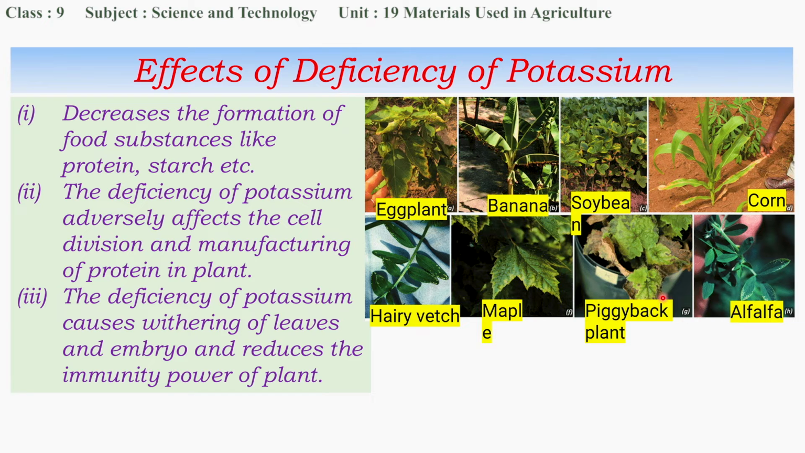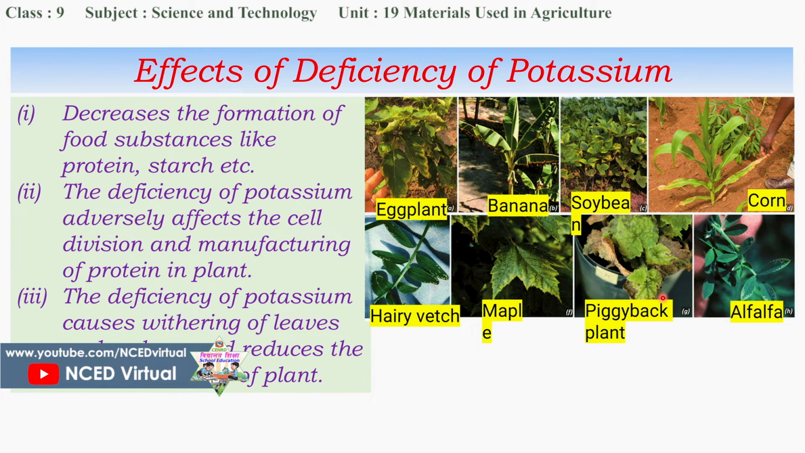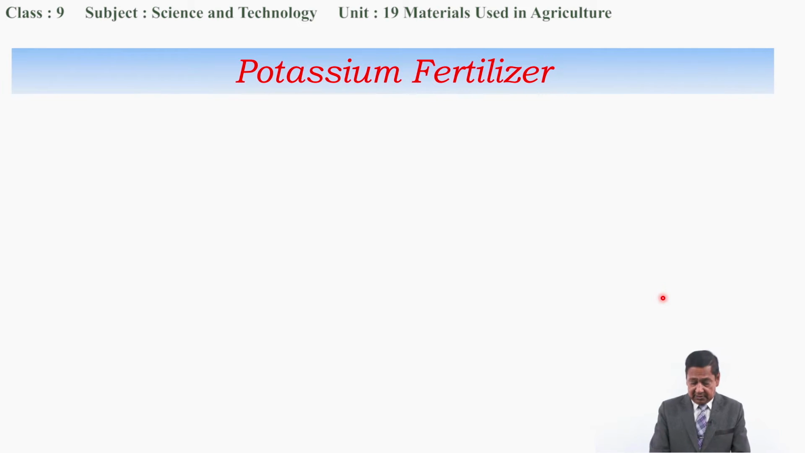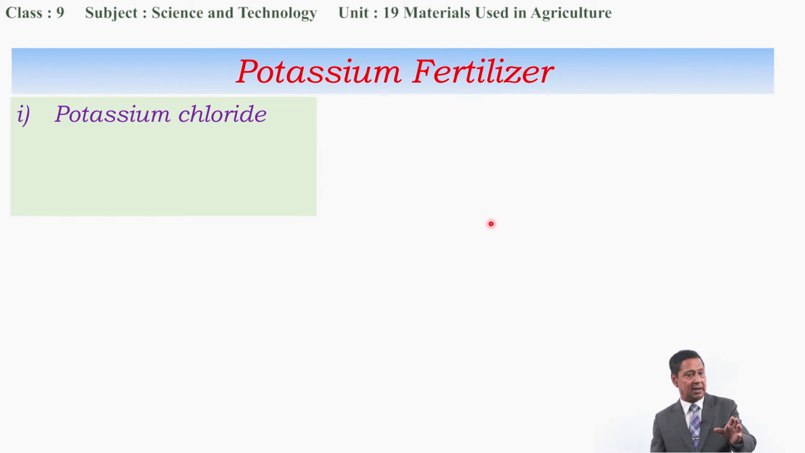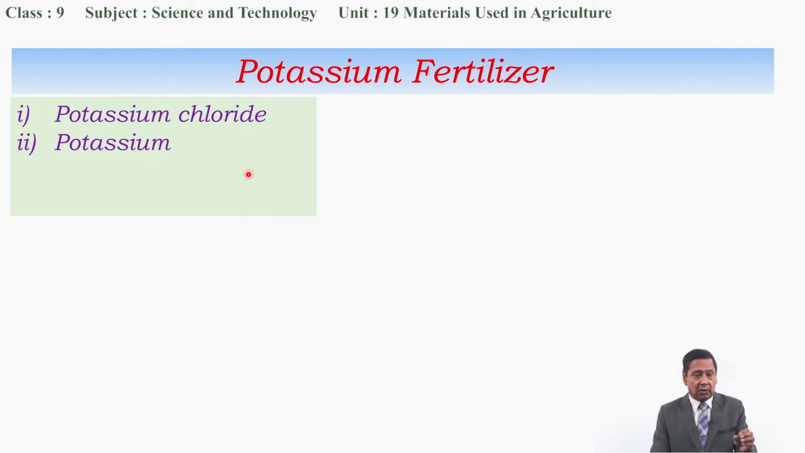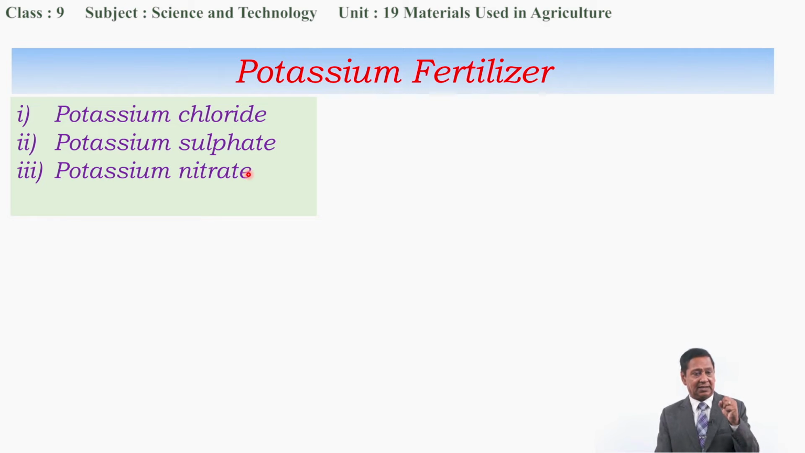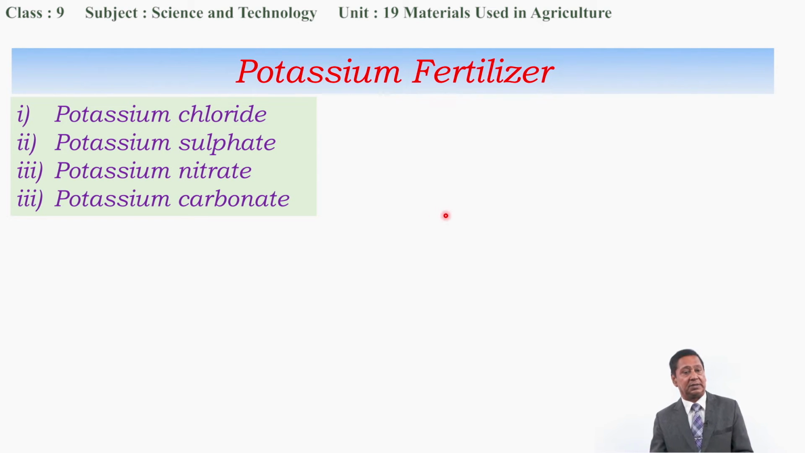Now, how to supply potassium to these plants? The major method is what? Chemical fertilizer, and they are called potassium fertilizers. The fertilizer which supplies potassium to the soil is called potassium fertilizer. And what are they? Potassium chloride, potassium sulfate, potassium nitrate, potassium carbonate. These are the fertilizers which can be used in the field to supply potassium. I want to write the molecular formula of each of them. You must have a clear idea about their molecular formulas also.